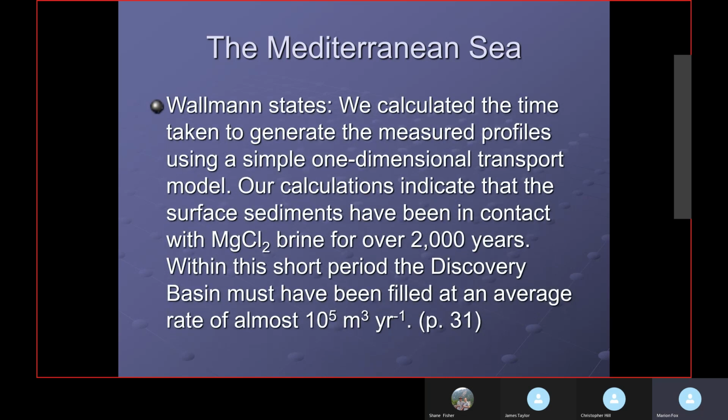Wallman states, "We calculated the time taken to generate the measured profiles using a simple one-dimensional transport model." So they're using a simple transport model. "Our calculation indicates that the surface sediments have been in contact with magnesium chloride brine," so there's magnesium and chlorine in it, "for over 2,000 years." And of course, we're 2,000 years away from the birth of our Lord. So they're looking back only to the time of Christ for this.